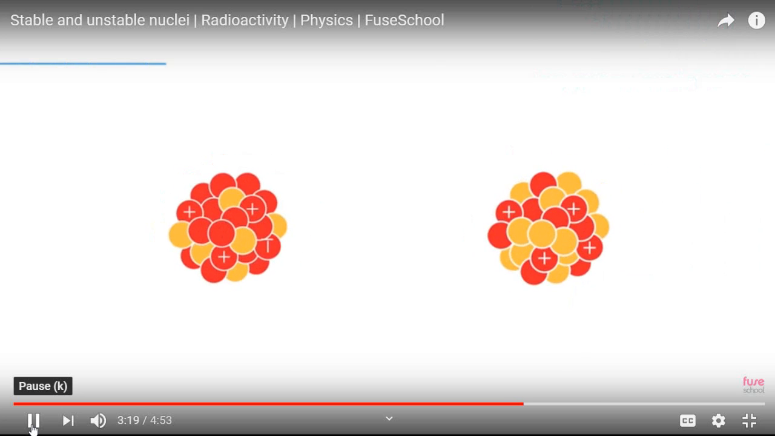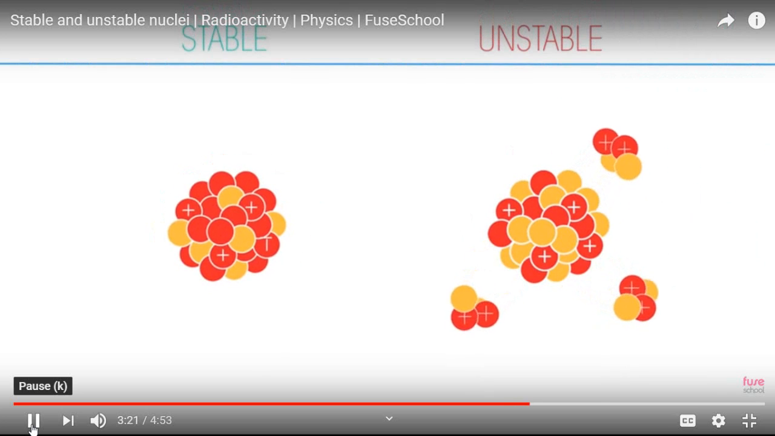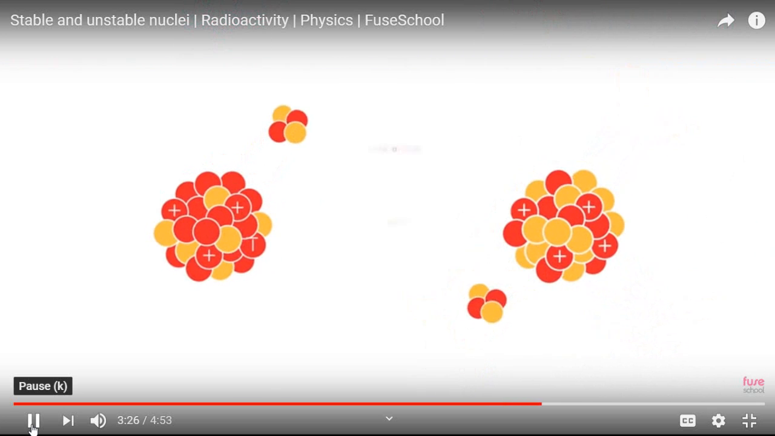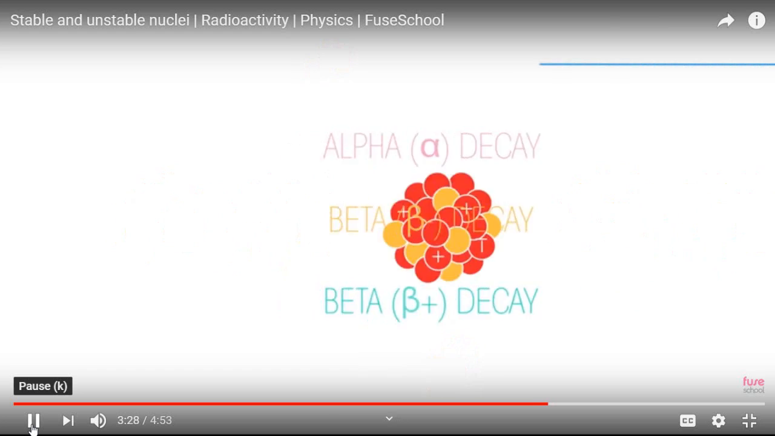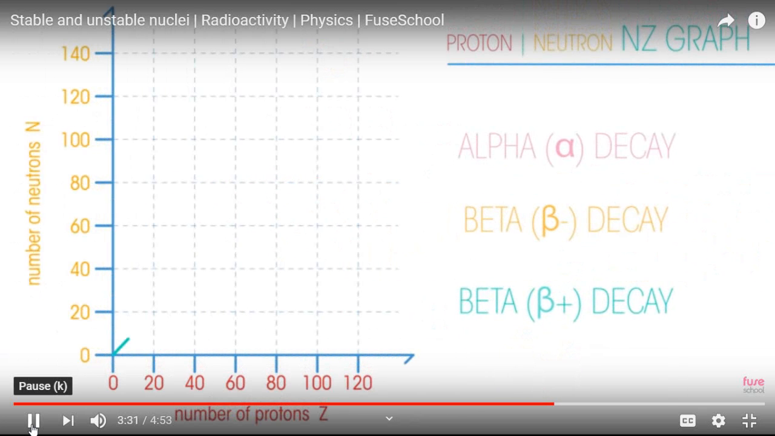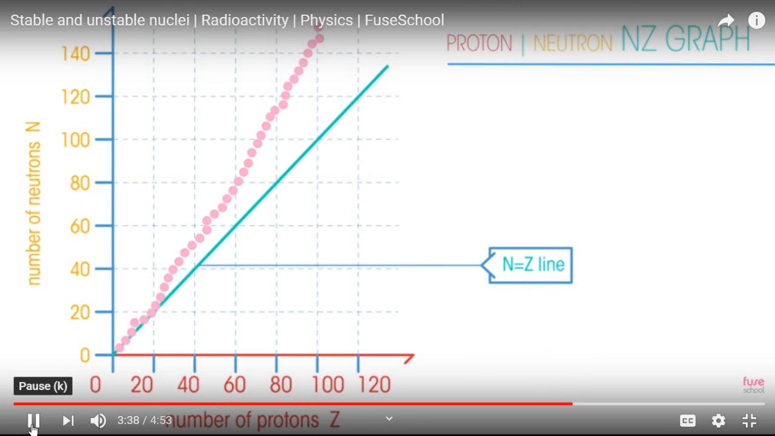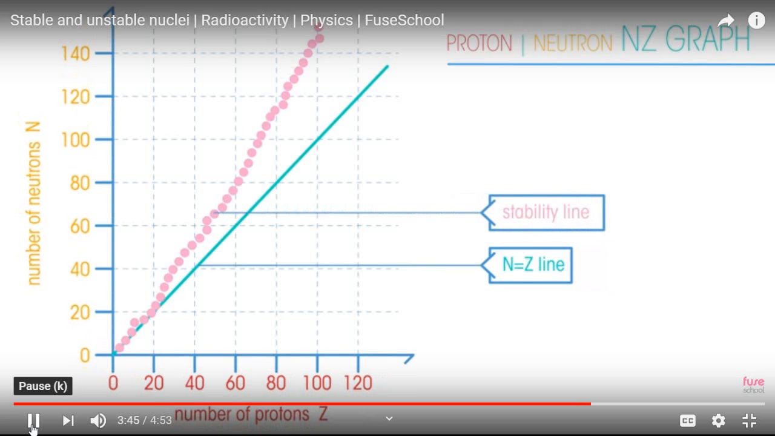So how do we know if an atom is stable or unstable? We can determine whether a radioisotope is likely to decay and what type of decay is likely to occur by looking at its position on a proton-neutron N-Z graph. This graph shows the number of protons on the x-axis and the number of neutrons on the y-axis. This is the stability line. If a radioisotope lies left or right of this line, it is unstable and likely to decay to become stable.